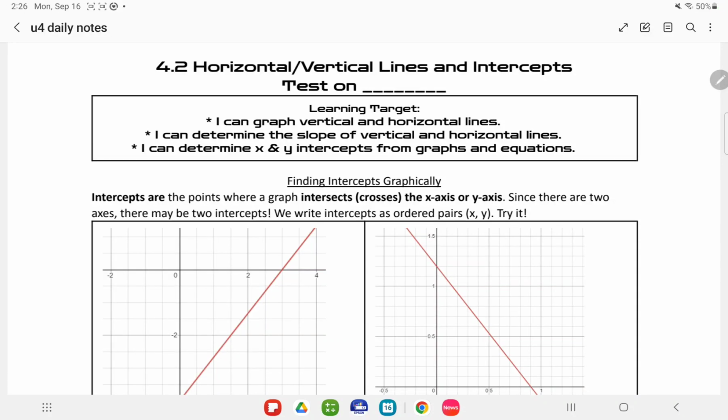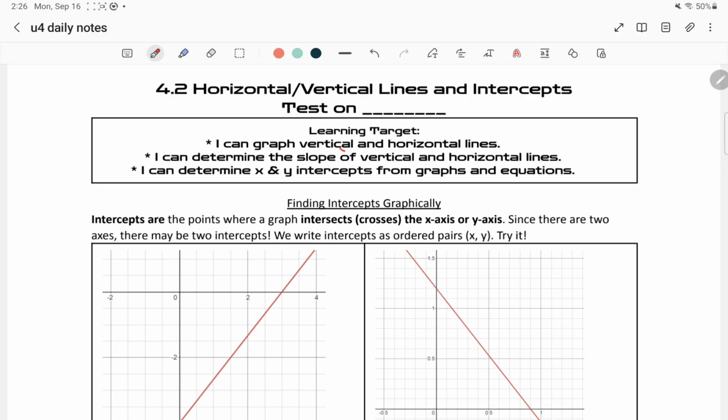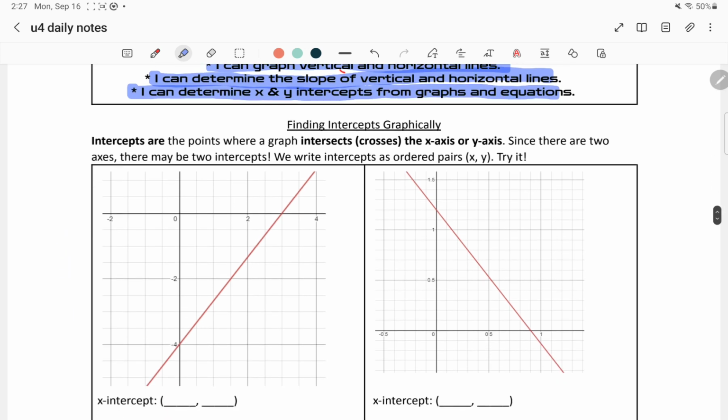Hello. Today we're talking about vertical and horizontal lines, so drawing or sketching them and writing the equation. And we're also going to be talking about intercepts and finding intercepts in different ways. So my learning targets are: I can graph vertical and horizontal lines, and I can determine the slope of vertical and horizontal lines. And then we can talk about x and y intercepts from graphs and equations. So we're going to start with intercepts and end with horizontal and vertical lines.